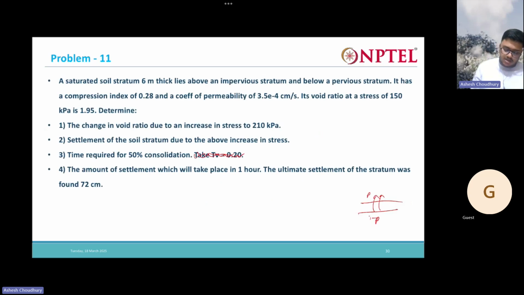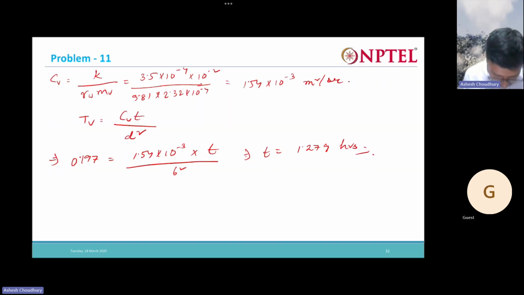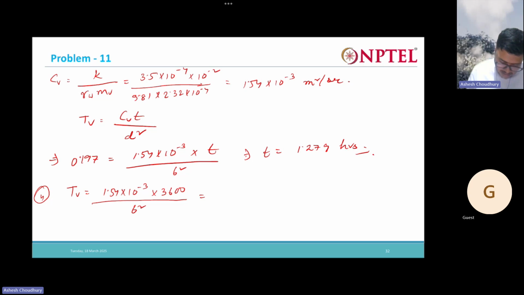Next is the amount of settlement which will take place in 1 hour. So in 1 hour, what is the degree of settlement that I have to find out? First I will find out Tv. From Tv I will find out U, the degree of settlement, and that I will directly multiply with the ultimate settlement. That will give me the settlement in 1 hour. 1 hour, 3600 seconds divided by 6 squared, gives Tv as 0.154. So this is less than 0.197. That obviously means the degree of consolidation is less than 50%.